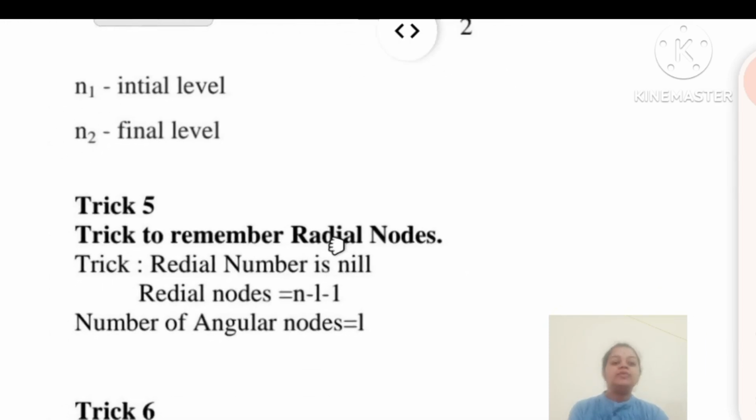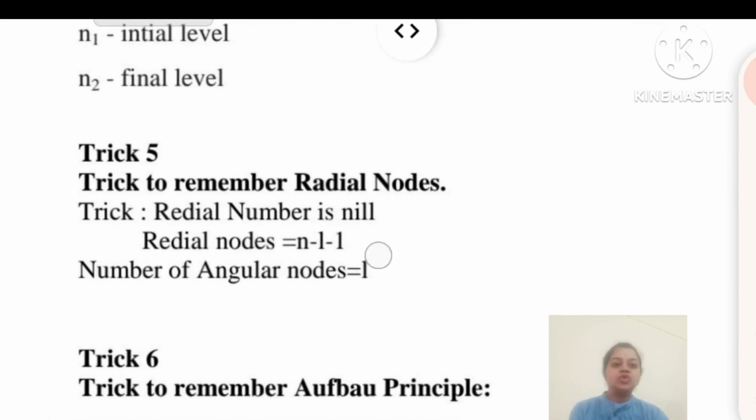Then, how to remember the trick for radial nodes? You just remember the word NIL. Why NIL? That is N minus L minus 1, where L is the number of angular nodes.